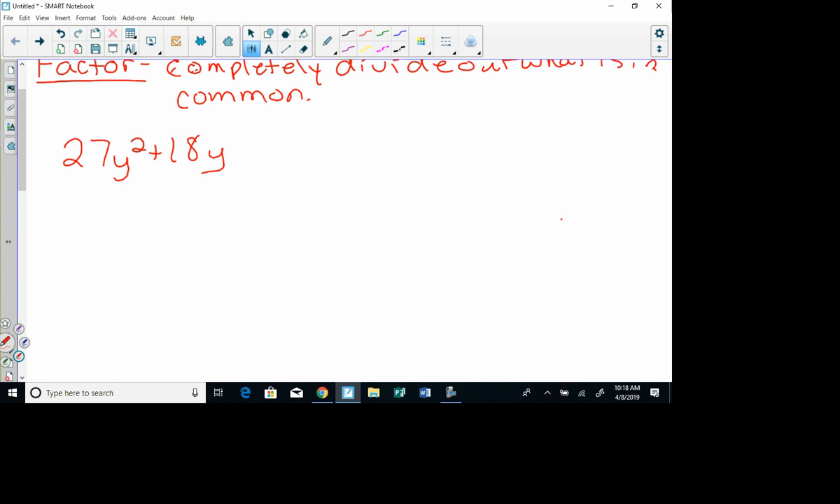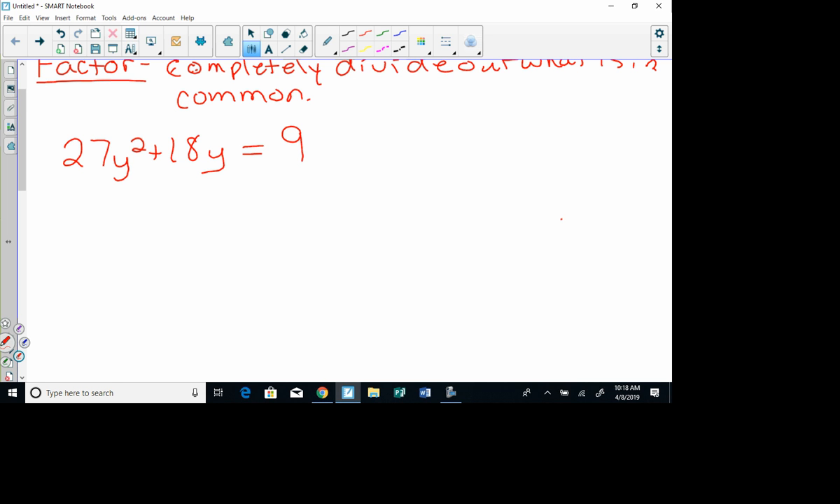So what I do is I look always first at the numbers. And I say, all right, 27 and 18. And in my head, I say, what's the GCF of 27 and 18? 3. Bigger than 3. 9. Come back. It's 9. So I'm going to factor out a 9 out of both of them. So I write down my 9.